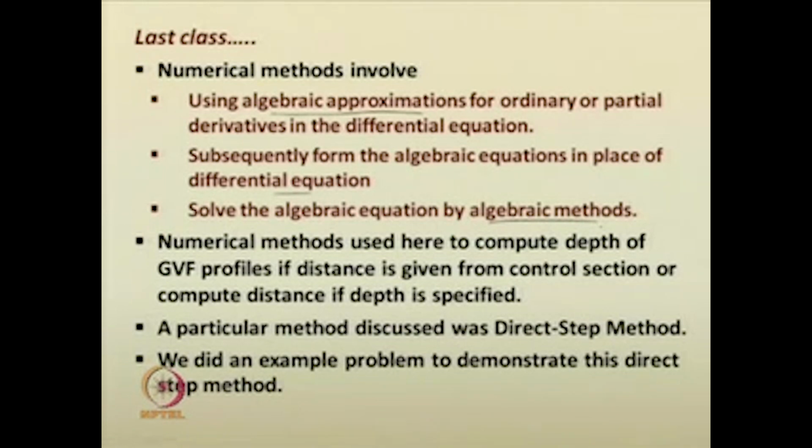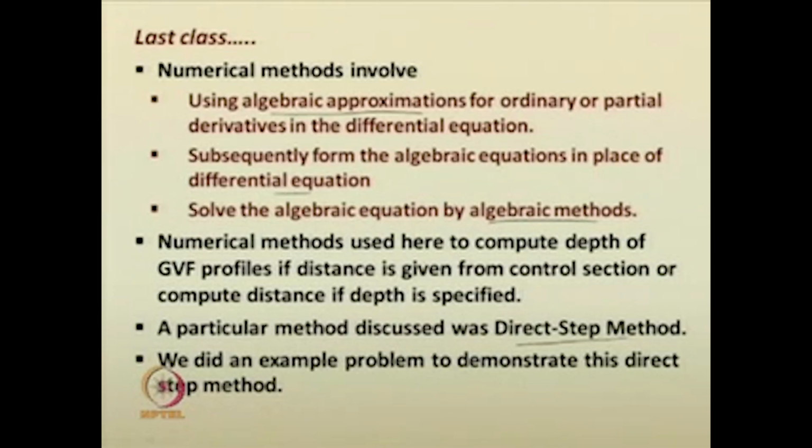So, numerical methods we have used here to compute the depth of gradually varied flow profiles if the distance is given from the control section, or you can compute the distance if the depth is specified. One particular method which we discussed was the direct step method. We also did an example problem on this particular method.